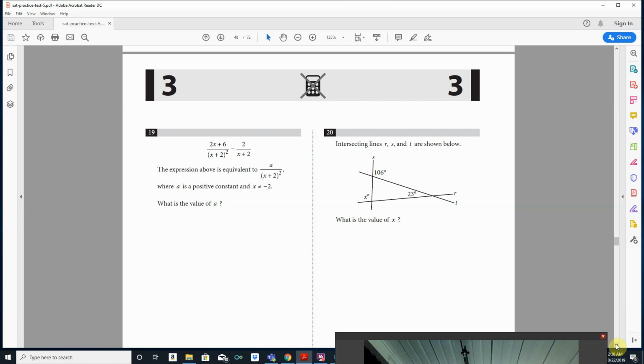Okay, so x plus 73 is equal to 180. 180 minus 73 is 107. Okay, so x is equal to 107.